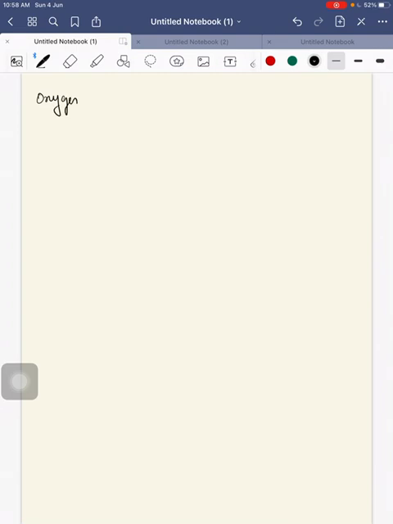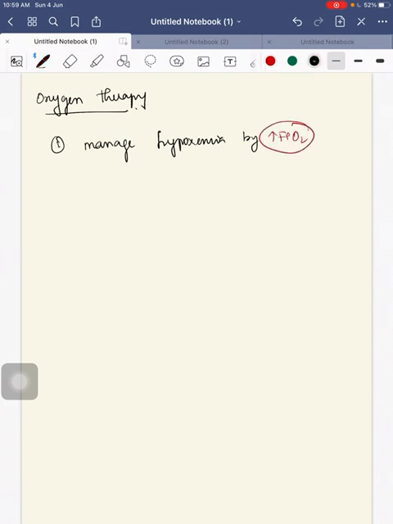Next is the oxygen therapy. In oxygen therapy, you should manage the hypoxemia by increasing its FiO2 by monitoring its ABG. So you have to manage hypoxemia by increasing its FiO2 by monitoring its ABG. Okay. Next is assisted ventilation.